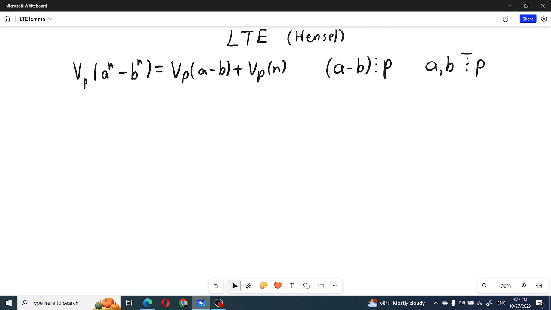Hello, today we will discuss the lifting the exponent lemma, sometimes known as Hensel's lemma. In this case, Vp of any number x equals alpha. This means that p to the alpha divides x, and p to the alpha plus 1 does not divide x.